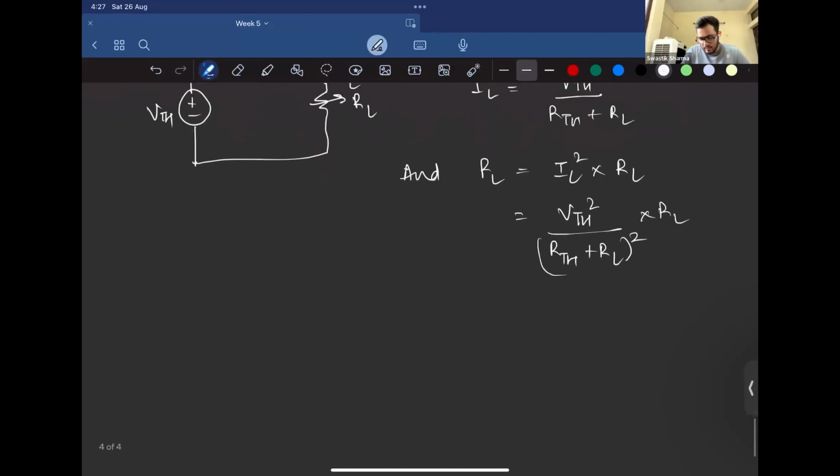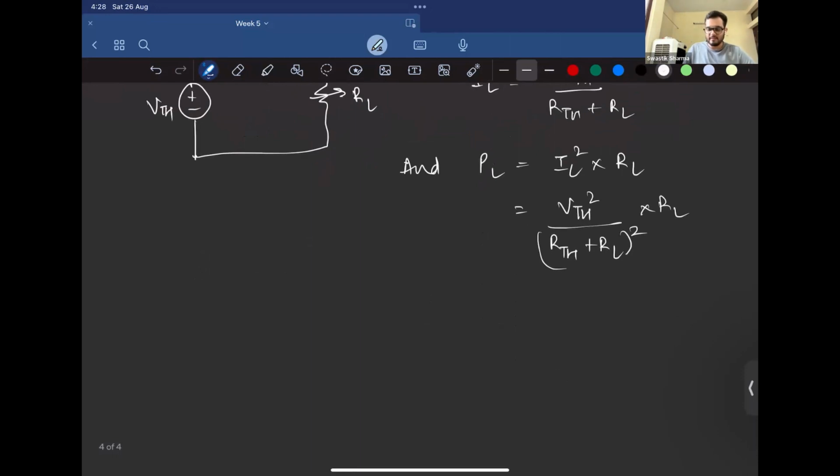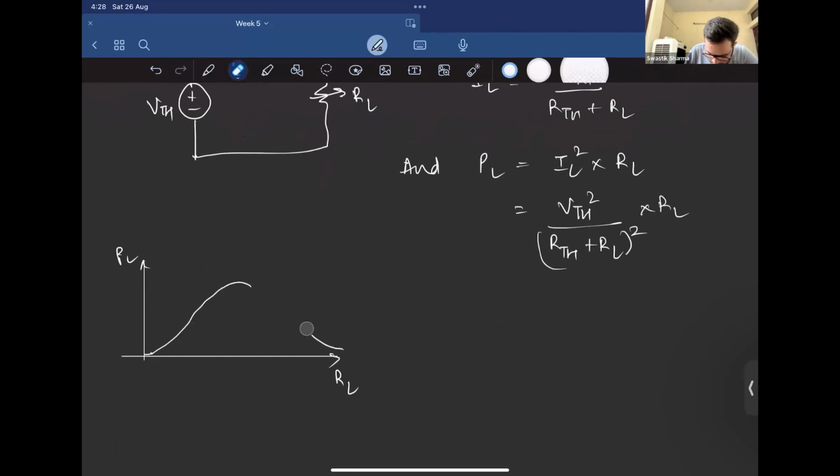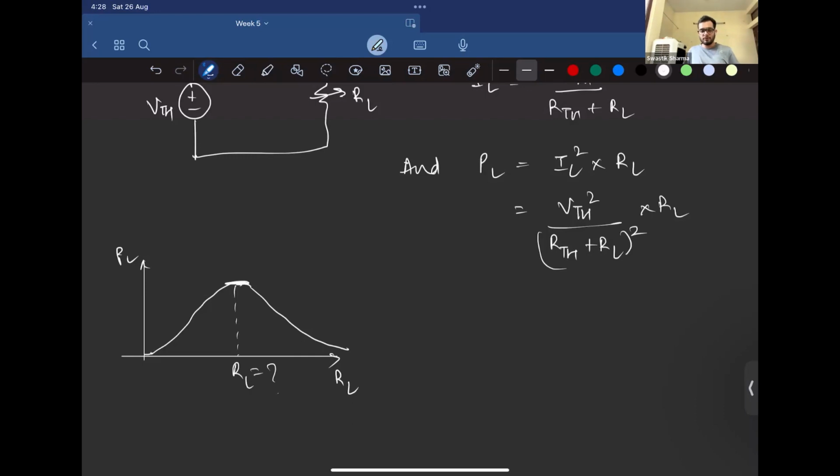So how do we find the value of RL at which PL is maximum? Let's see it in this way. If I draw a power versus load value curve, it is something like this, just believe me when I say it's something like this, right? And we want to find this maximum value. We want to find what is the value of RL at which load power is maximum, right?